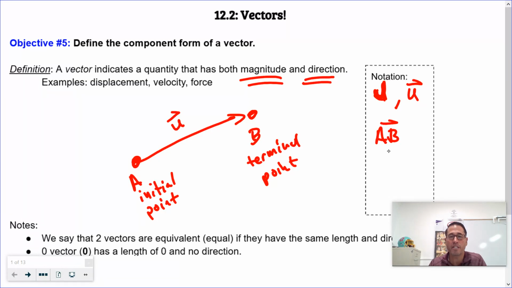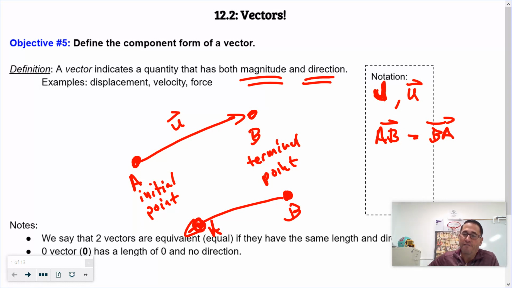Now the one thing you need to understand is that if we use this notation with the initial point and the terminal point, the direction of that vector is significantly different, and it's important. For example, that is not equal to BA. It might have the same magnitude, but it goes in a different direction. That means your initial point would be B, and you would go out this way. That would be vector BA. So it's important to understand the difference between those two.